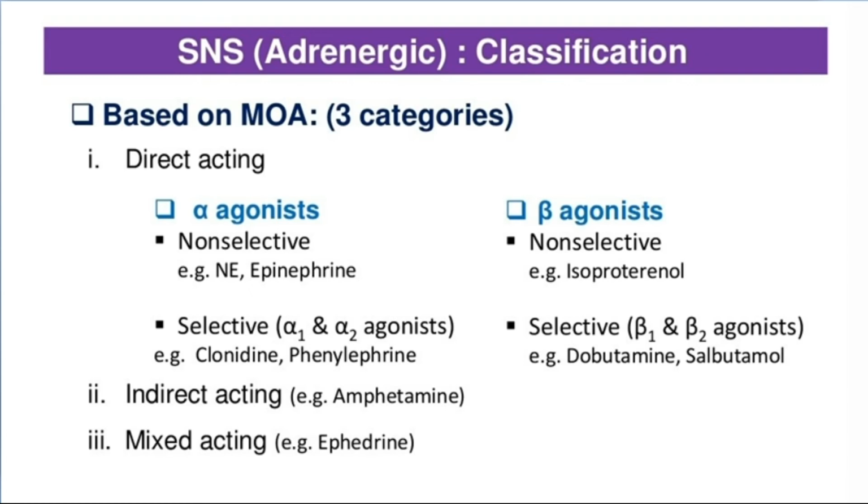isoproterenol. Selective, alpha 1 and alpha 2 agonist, example clonidine and phenylephrine. Selective, beta 1 and beta 2 agonist, dobutamine and salbutamol. Indirect acting, example amphetamine. Mixed acting, example ephedrine.